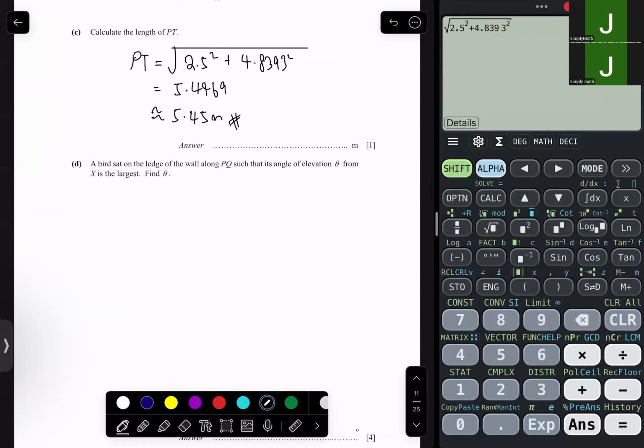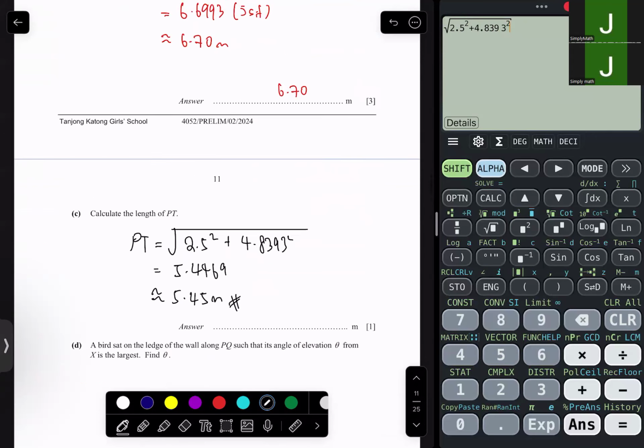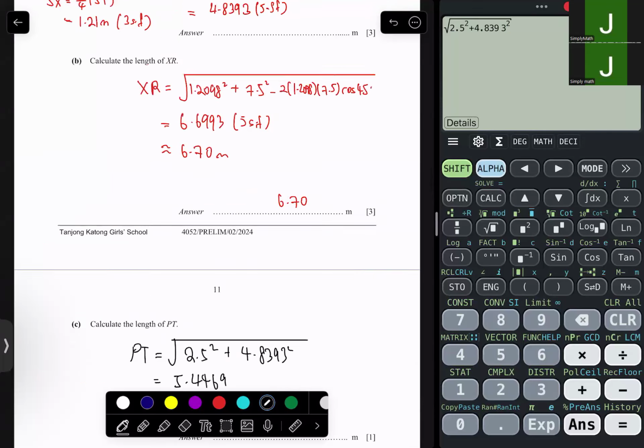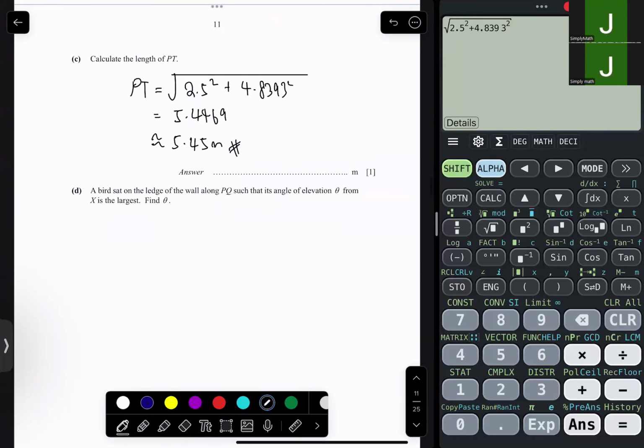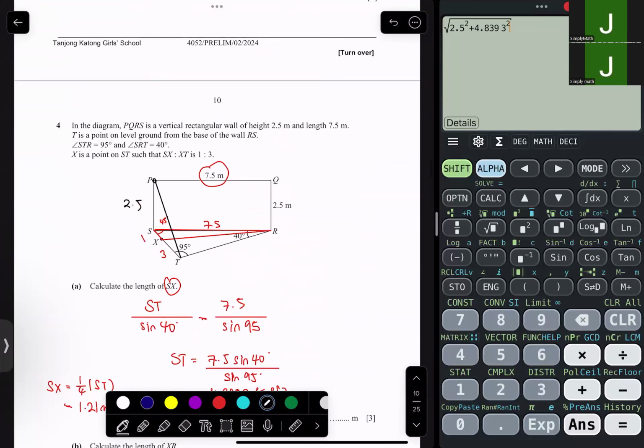Okay. Next one, 4 marks. A bird sat on the ledge of the wall along PQ such that the angle of elevation from X is the largest. Find the angle. Wait, the bird sat on the ledge such that from X, the angle of elevation is the largest. That means X to PQ, right? So I can form a triangle like this, X at P, and then all the way to this as my angle of elevation.